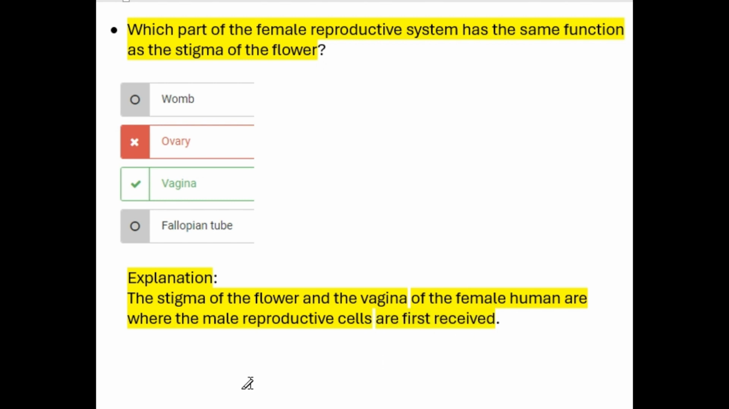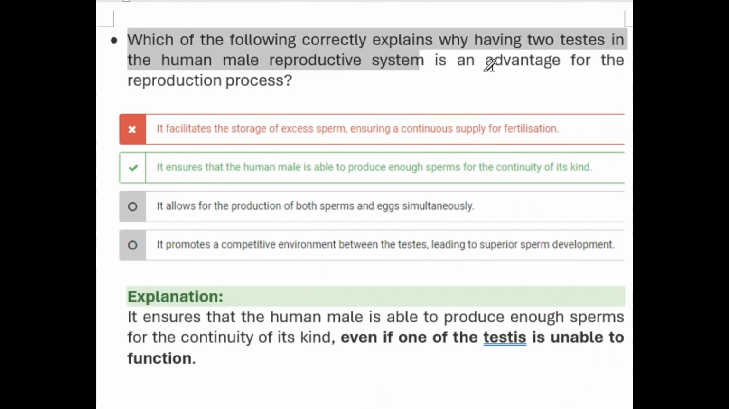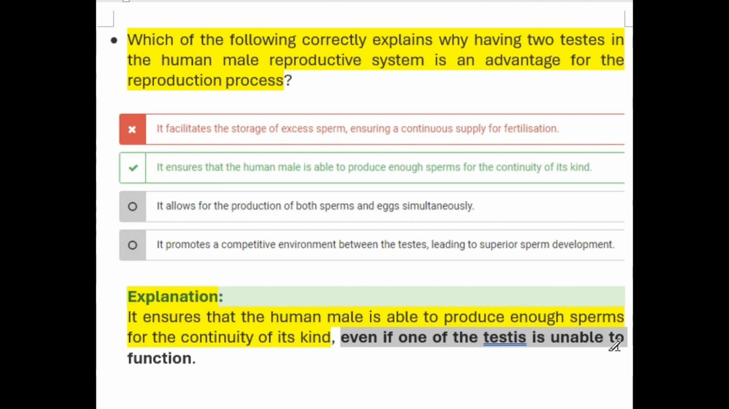Which of the following correctly explains why having two testes in the human male reproductive system is an advantage for the reproduction process? It ensures that the human male is able to produce enough sperms for the continuity of its kind. Explanation. It ensures this even if one of the testes is unable to function.